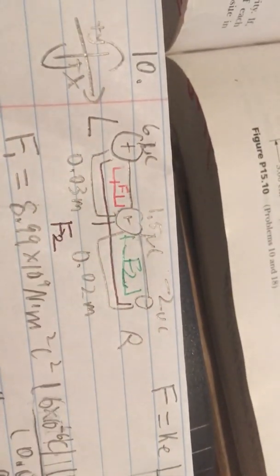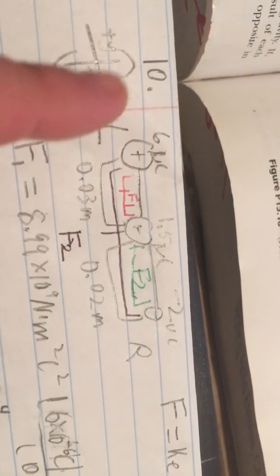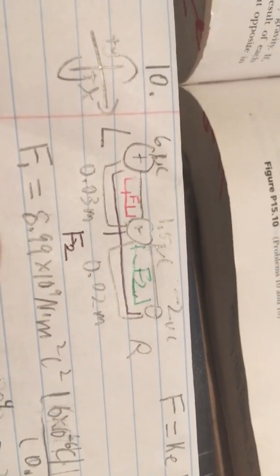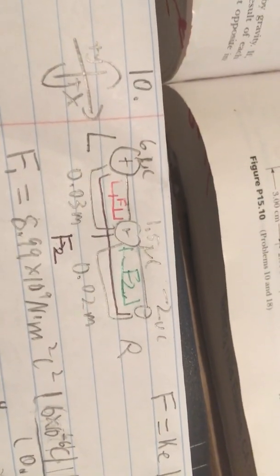So, the force between particle 1 and particle 3 is going to be force 2. The two positively charged particles are going to be force 1, and the force between the positive and the negative particle is force 3.